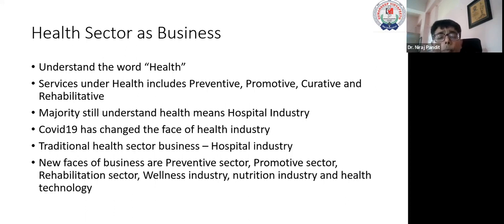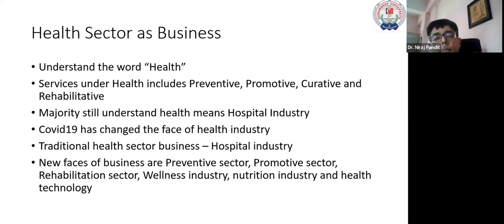This includes the four main pillars: preventive service, promotive service, curative service, and rehabilitative service. Mostly we have understood till now that health means the hospital industry. We always compare anything with it, considering health as a hospital industry. It is not only the hospital industry, it is beyond.